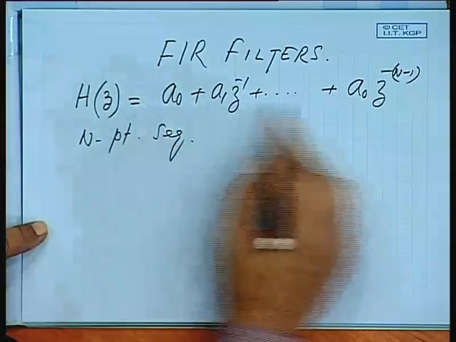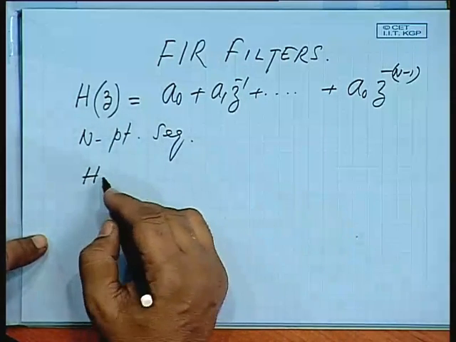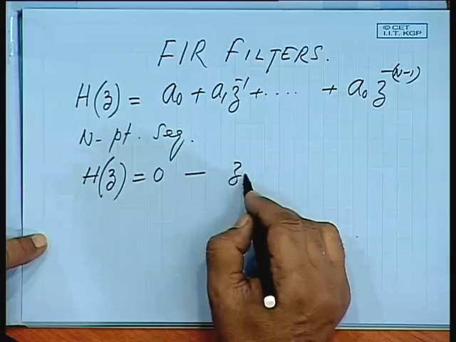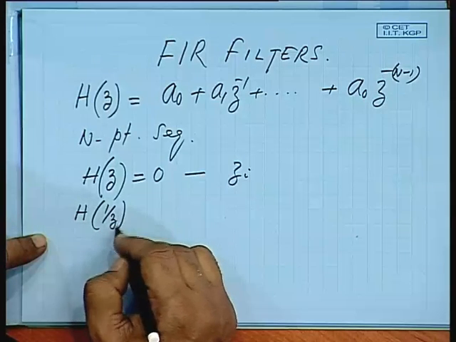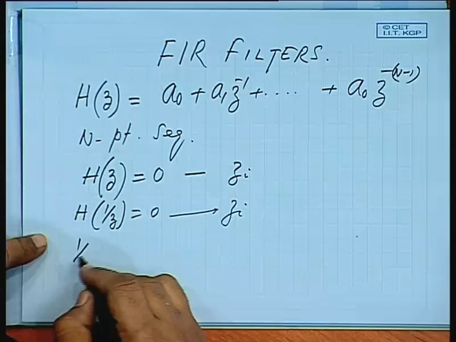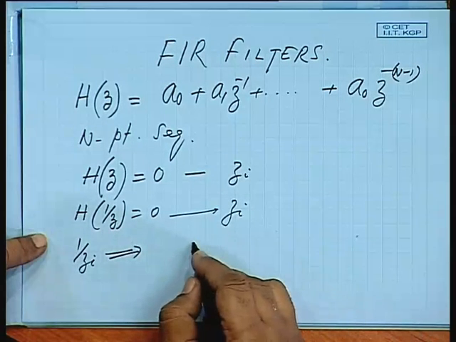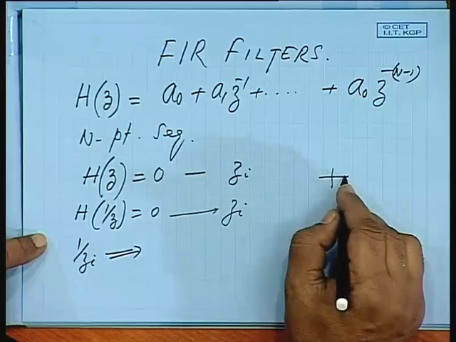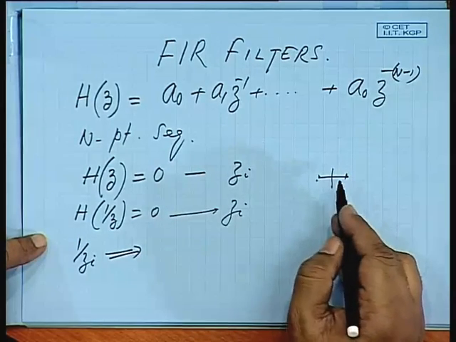Now, there are certain peculiar properties of this. Let us study them in brief, then we will go over to the design of FIR filter. H(z) equal to 0 gives me the zeros of the polynomial. You see, if H(1/z) is also 0 at those points, or in other words, 1/zi is also a solution, that means, if zi is a root, then 1/zi is also another root, except at 1 or minus 1, because inverse of 1 is 1, inverse of minus 1 is also minus 1.